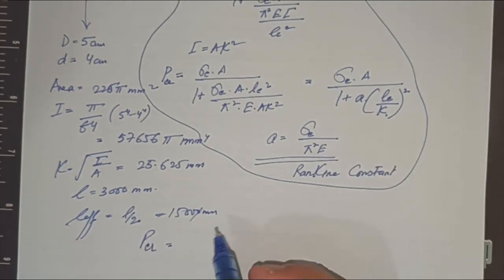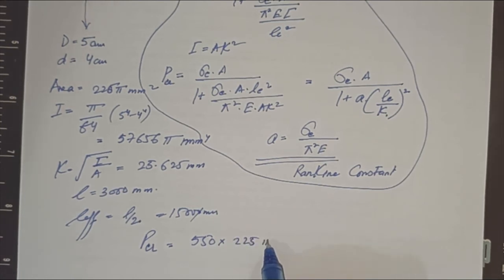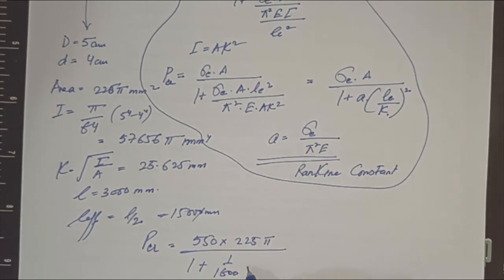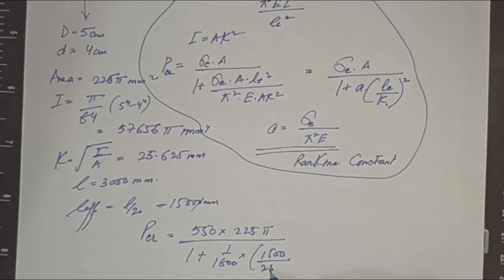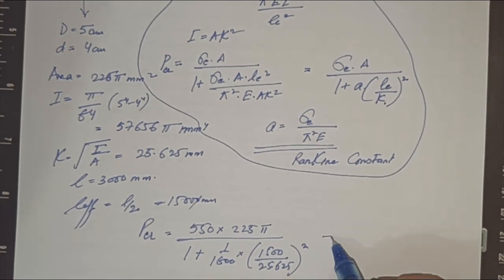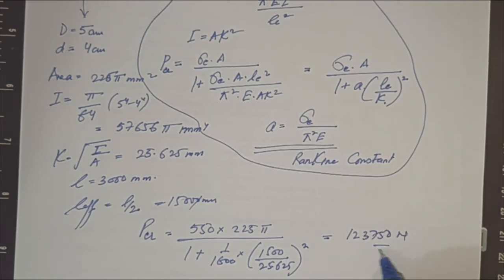So by using this expression we can obtain the critical load as 550 times 225 pi, divided by 1 plus A, which is 1 by 1600, times 1500 divided by 25.625, which is k, square of this. So this will lead to 123,750 Newton, something like that.